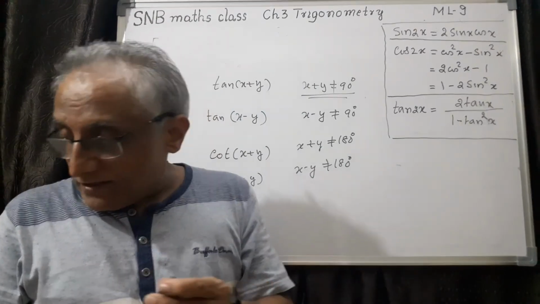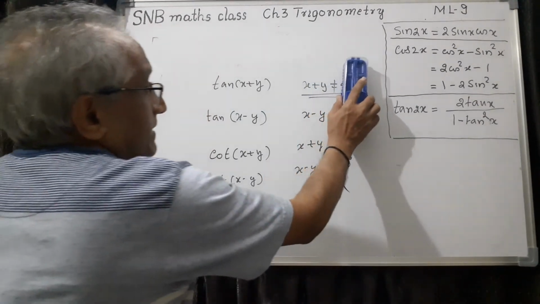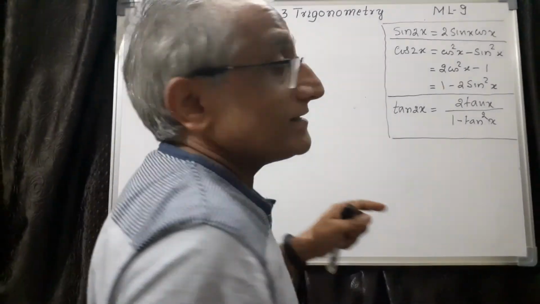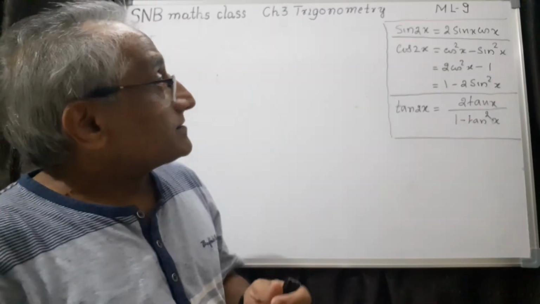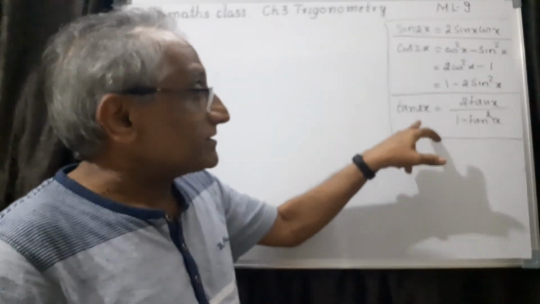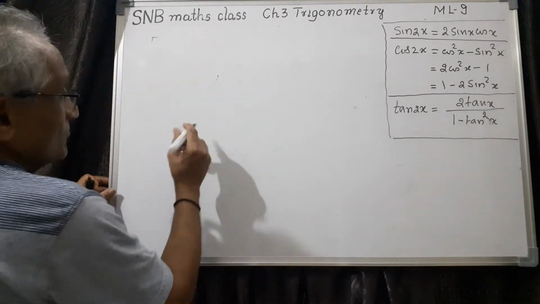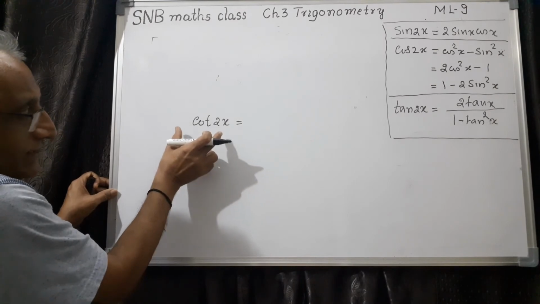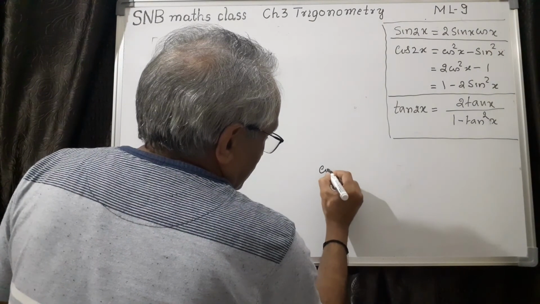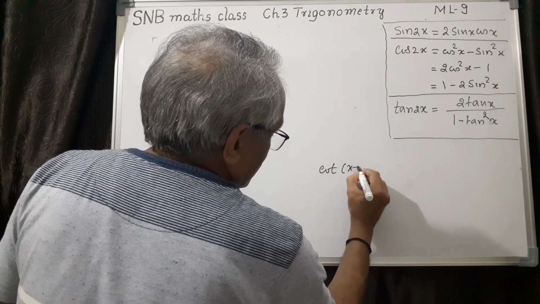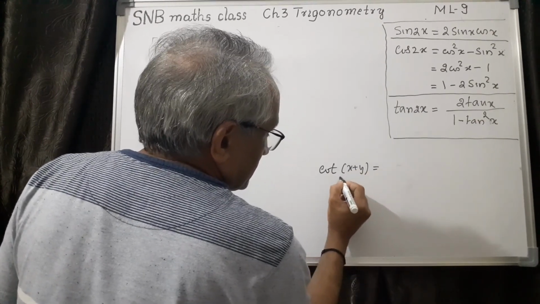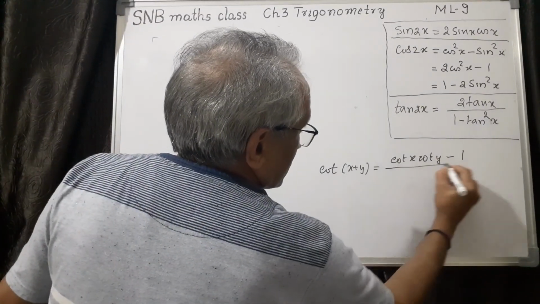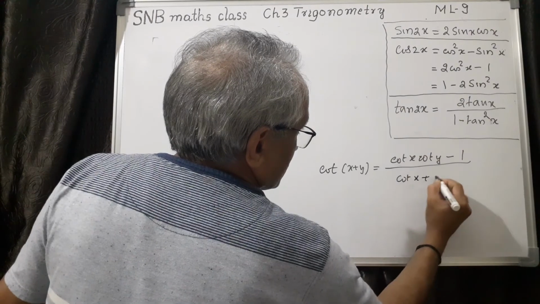Let me conclude here. What we have done is we started with sum and difference. Then today we proceeded one step ahead, that is the multiple angle formula, that is sine 2x, cos 2x and tan 2x. Even you can find cot 2x also, but normally we don't do this one. What is cot 2x? To get cot 2x, you have to remember this formula. What is cot of x plus y? We just derived this one, cot x cot y minus 1 by cot x plus cot y.